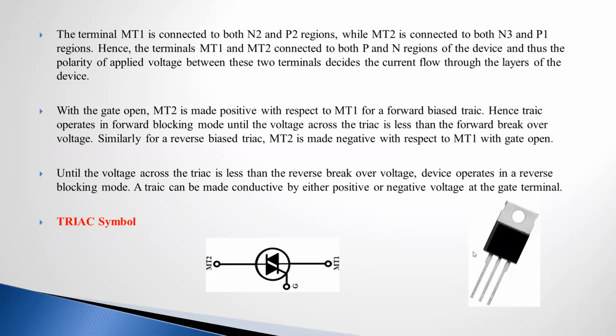It is also the same as the thyristor: gate, anode, cathode, but here gate, MT2, MT1, like this. I will tell you later how to represent and identify the terminals. These are the symbol and this is the actual physical picture of the triac.